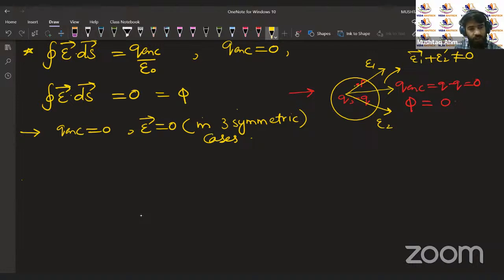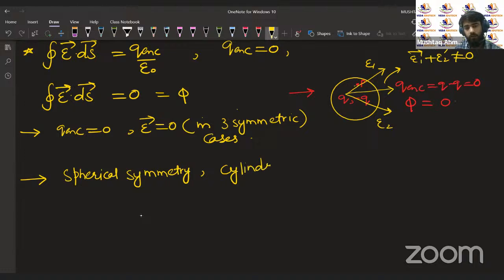Let's suppose that we're talking about closed surfaces, right? The first symmetry is the spherical symmetry, right? Another is the cylindrical symmetry, right? And the third one is plane symmetry.